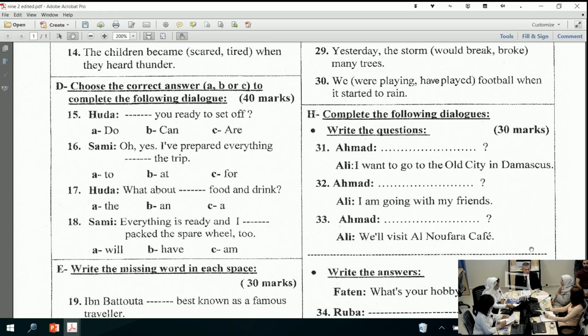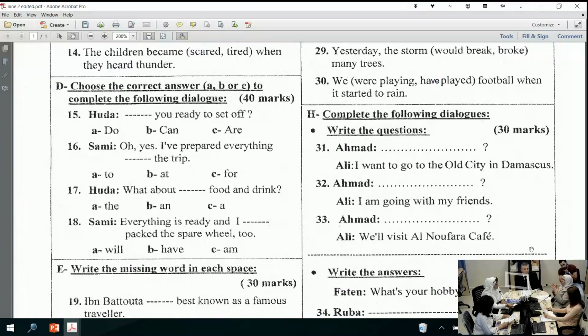Now let us decide which part of the sentence we are going to ask about. First, let us do it as a yes/no question. It's easier first to change it to a yes/no question, then we choose what we are going to ask. So we are going to use do or does. Since the subject is I, we are going to use do. And we are going to change I into you, because usually when the pronoun is I, the addressee is you. So: Do you want to go to the old city in Damascus? This is a yes/no question.